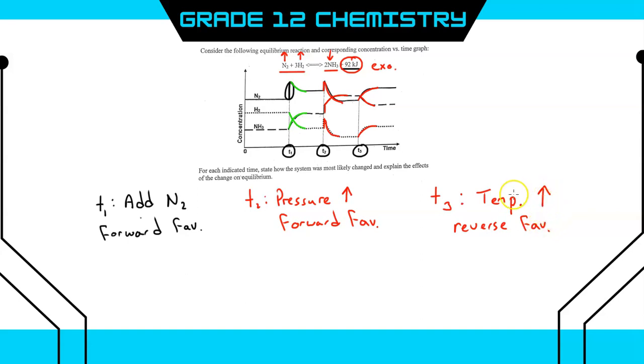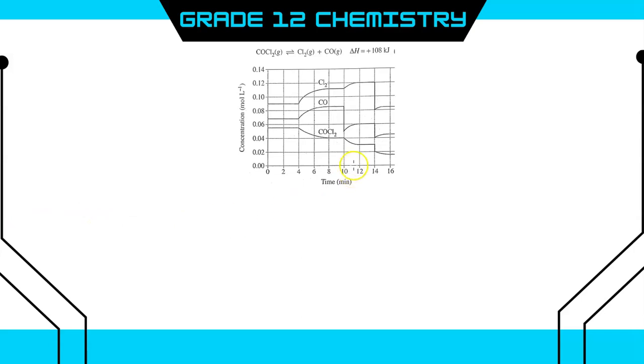Is everyone following along? Kind of getting the hang of this now? Let's try one more, see how we do. All right, so here we have another reaction. Looks like everything starts off in equilibrium. Something happens at 4 minutes, 10 minutes, and 14 minutes. Let's look at each one. At 4 minutes, we have a gradual change for everything. Therefore, something happened to the temperature.